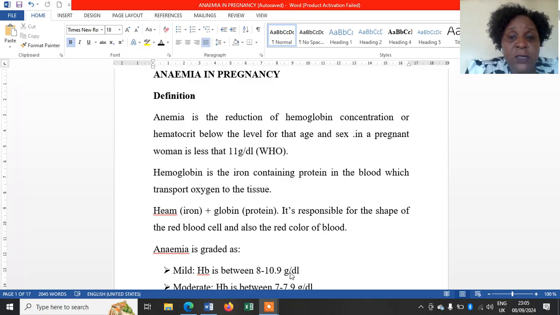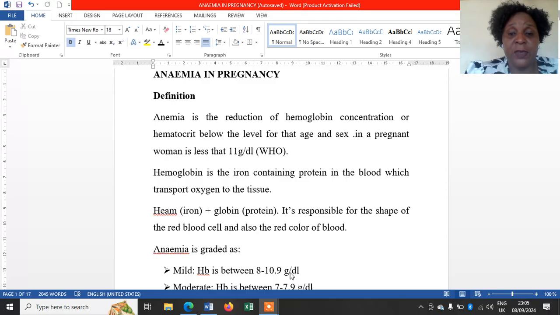So according to the definition by the World Health Organization, anemia is the reduction of the hemoglobin concentration or the hematocrit below the level for that age and for that sex. And in a pregnant woman, we take anemia as any hemoglobin concentration less than 11 grams per deciliter. So what does this mean?